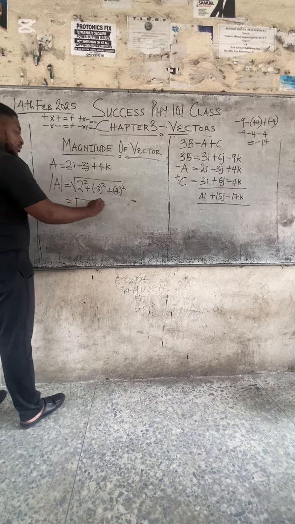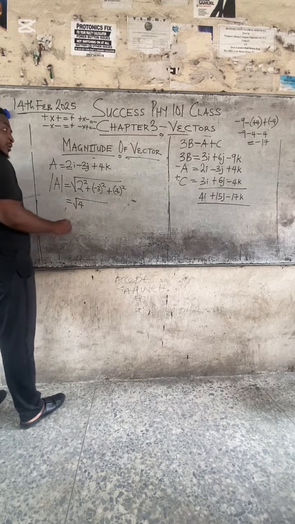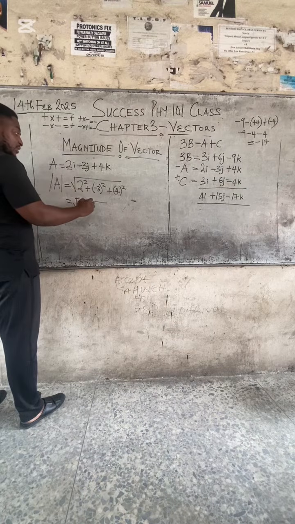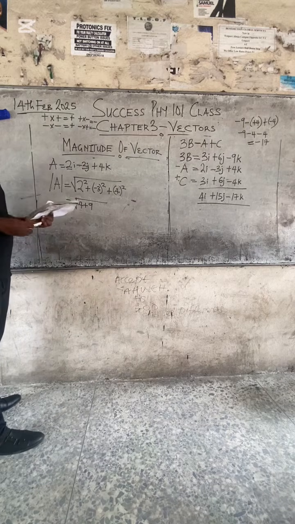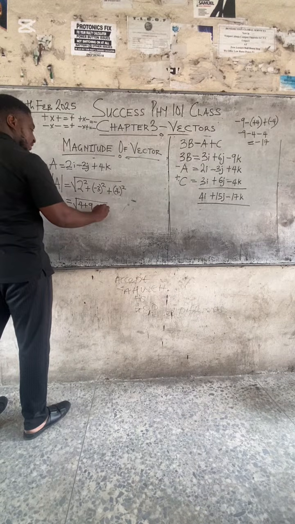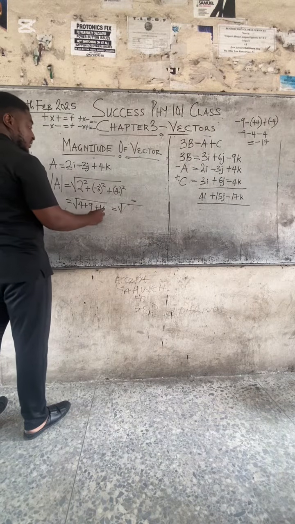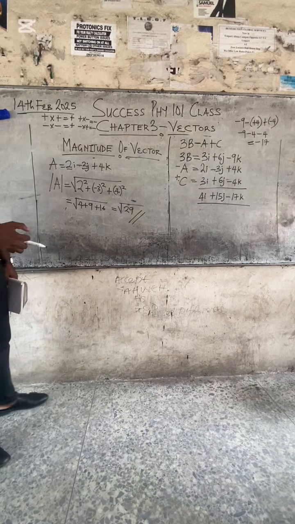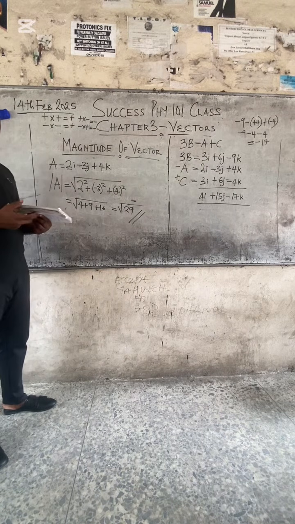So the square root. What's 2 squared? 4. Plus minus 3 squared means minus 3 times minus 3, and minus times minus is plus. 3 times 3 is 9. So minus 3 squared gives you a positive 9. And 4 squared gives you 16. So you have the square root of 4 plus 9 plus 16. 4 plus 9 is 13, 13 plus 16 is 29. So root 29; find the square root of 29 with a calculator, and you will have the final magnitude of this vector.